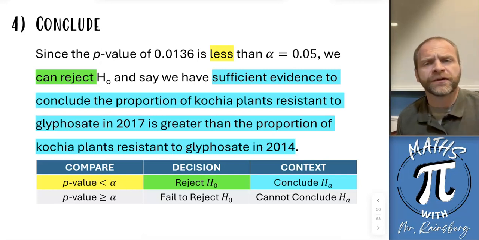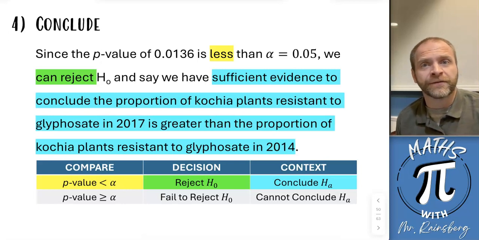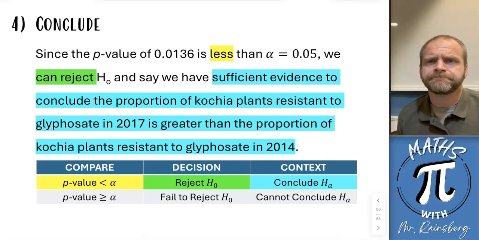You can see it color-coded here: my p-value associated to my alpha level, what's my decision, and the context of the conclusion. If we are rejecting the null and concluding the alternative, the 2017 proportion of Kochia plants resistant to glyphosate was greater than in 2014. So there I am, I'm done. But of course, you know what that means. That was a lot of work.